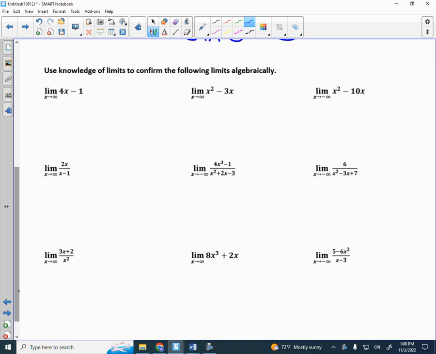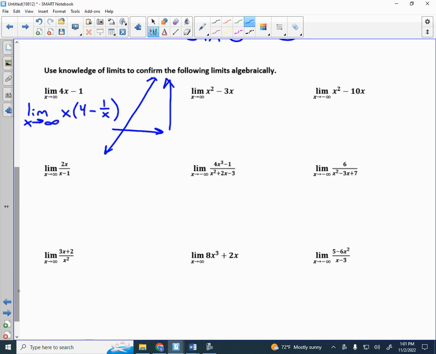What does the graph of 4x minus 1 look like? Looks like that, right? As x goes towards infinity, what happens to y? So you know that the limit is going to be infinity. Here's how we show it algebraically. What we're going to do is we're going to take the largest x term, okay, x, and we're going to factor it out. So we get the limit as x goes towards infinity of x times, what remains if we factor out x? 4 minus 1 over x.